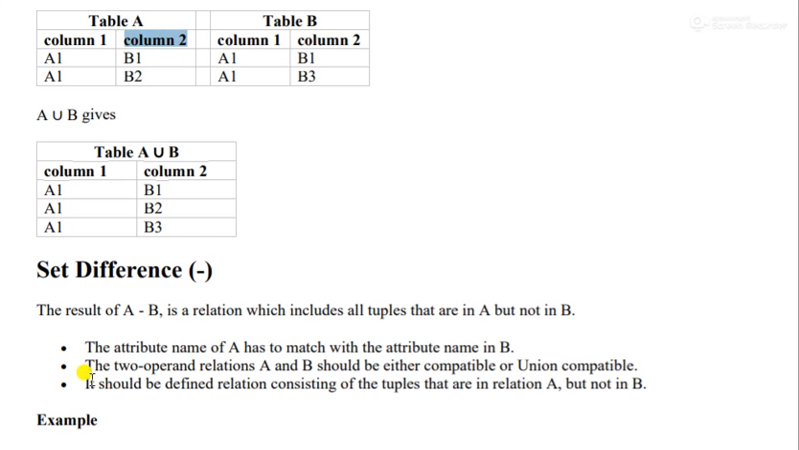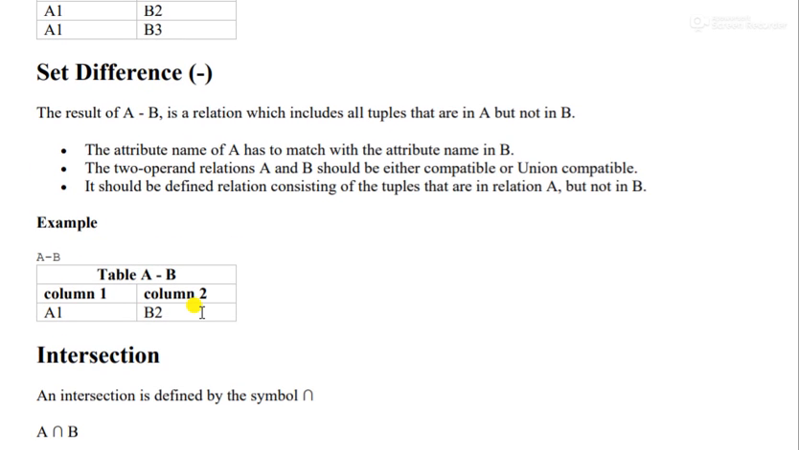The second condition is that the two operand relations A and B should be compatible, or union compatible. Compatible means the types have to be the same, and it should define the relation consisting of tuples that are in relation A but not in B. You should have some values which are available in A but not in B, so that it can show you the answer. As I said, if I do A minus B, a1 b1 will be removed but a1 b2 will be there. So the answer is a1 b2.